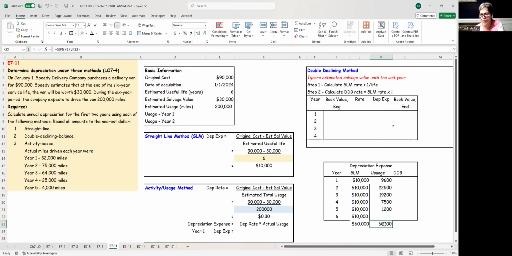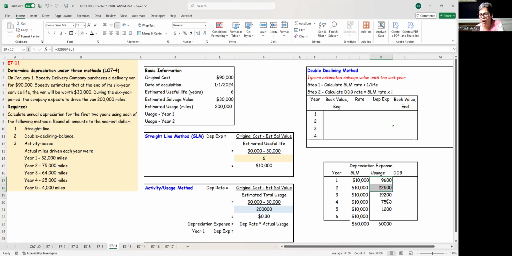When I add this up, this adds up to $60,000. So basically what's happened is in this information that's been given here, they're saying by the time we get to the end of the fifth year, this asset is done with. So this is my 200,000 miles already driven, and I don't think I'm going to drive it beyond the fifth year. And you can see the usage has dropped dramatically in the fifth year.